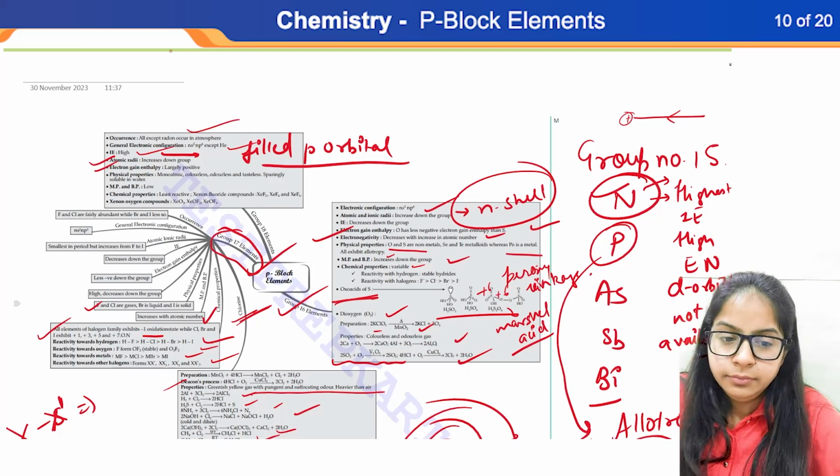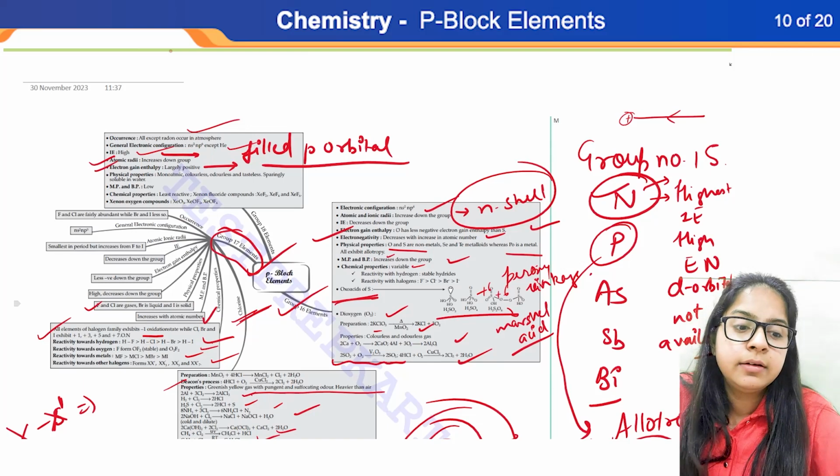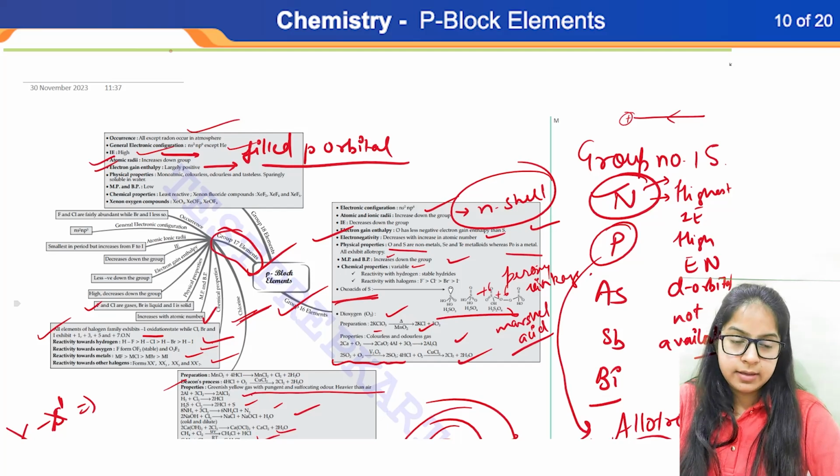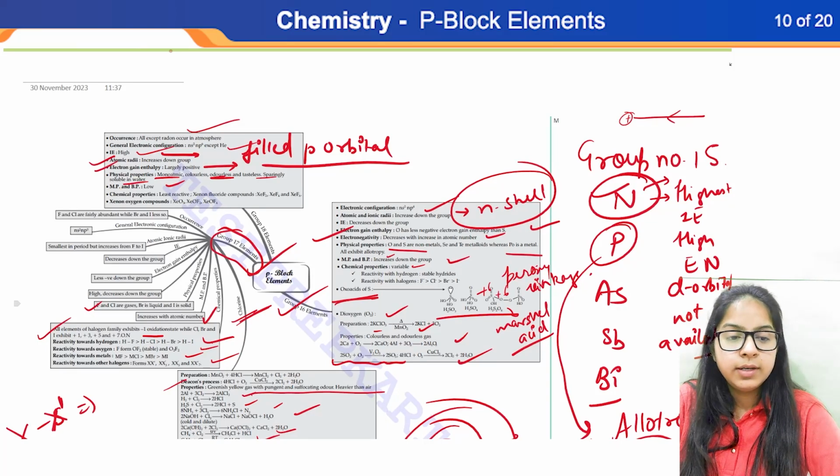Why? It doesn't want to attract any electron. If anything occurs opposite to the behavior of the element, then it is not favorable. Then the physical properties: these are monoatomic, colorless, odorless, tasteless, and sparingly soluble in water. Melting point and boiling point are low because the interactions are weak.